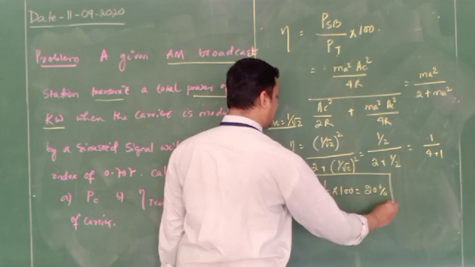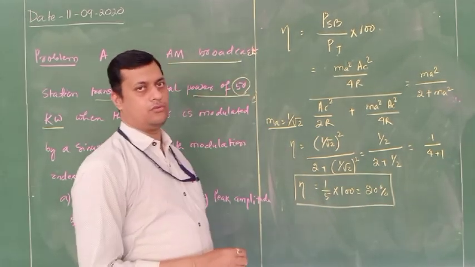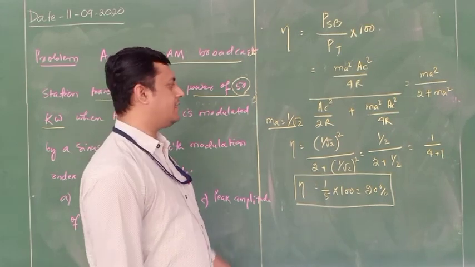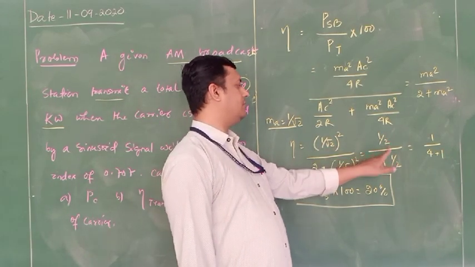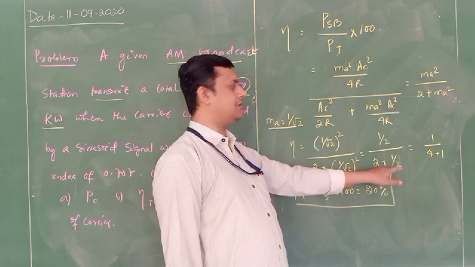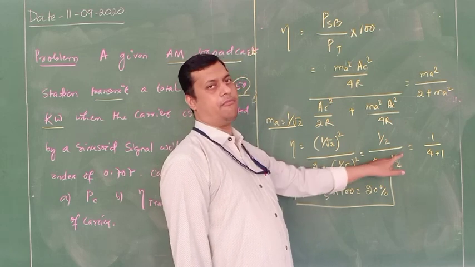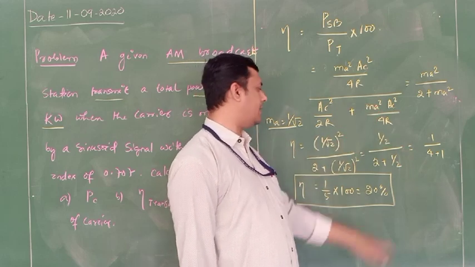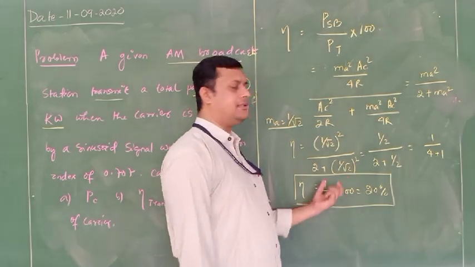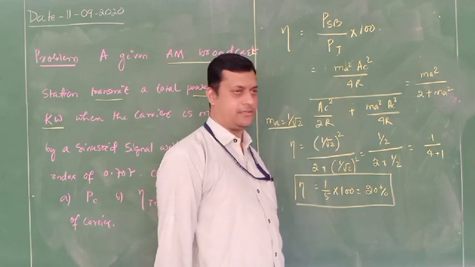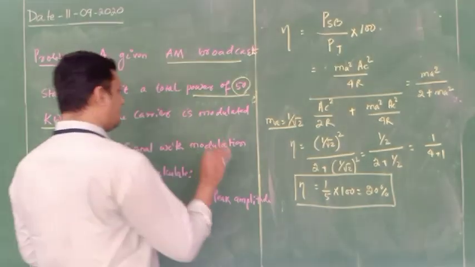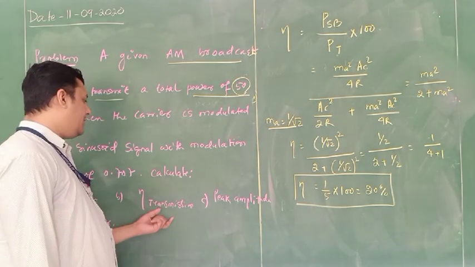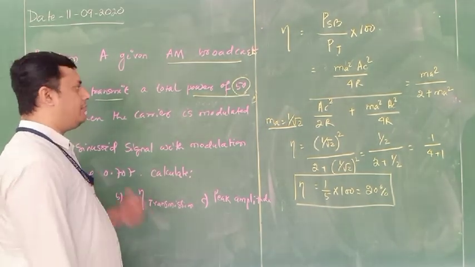If my modulation index is 1 by root 2, my efficiency is going to be 20%, because this 1 by 2 and this 1 by 2 will become 4, then 5 divided by 2, so this 2 will be cancelled out. 1 by 5 into 100, that is 20%. So modulation index is done, efficiency is also done. Only we need to calculate the peak amplitude of the carrier.